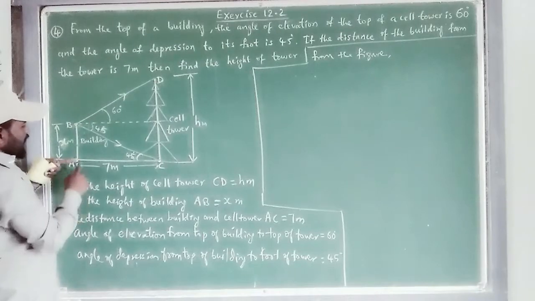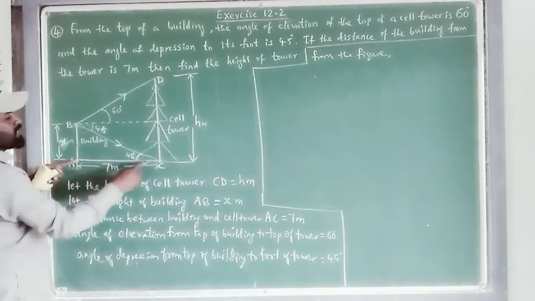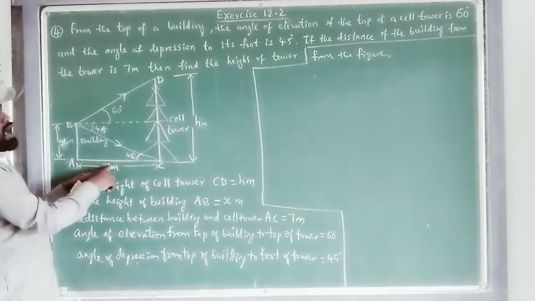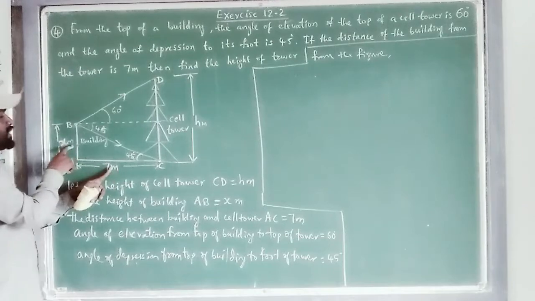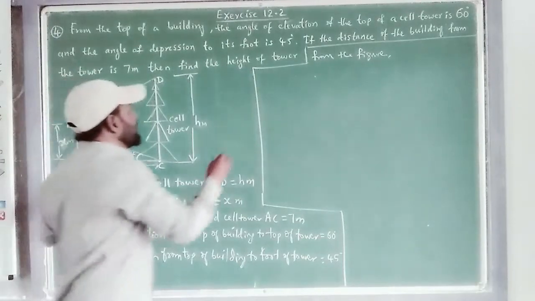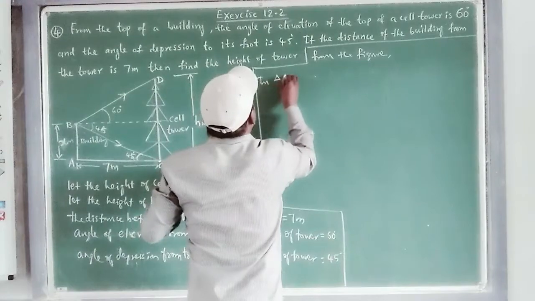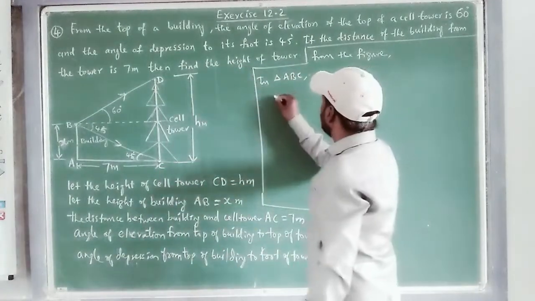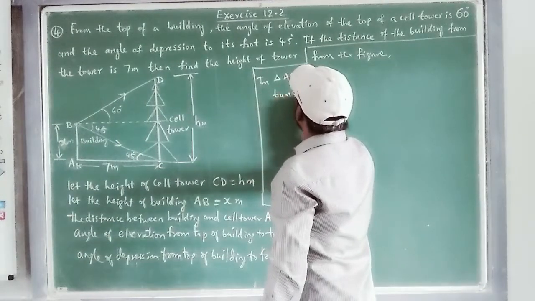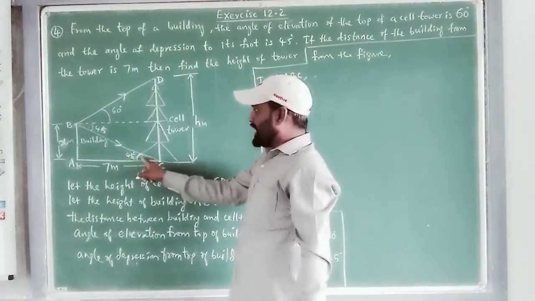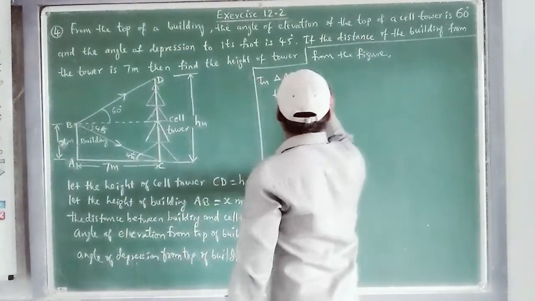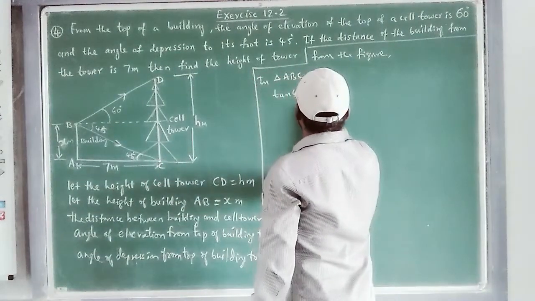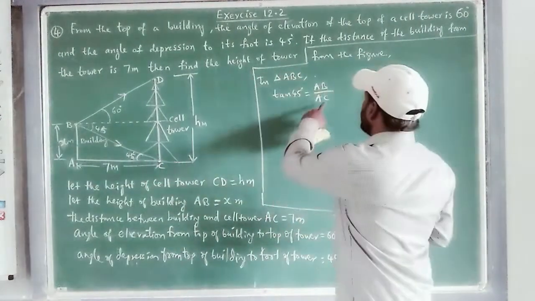To find the building height, I have the distance between the building and cell tower, and I have the angle. So with respect to this angle, this is the adjacent side. This is the opposite side. So in triangle ABC, tan 45 degrees is equal to, with respect to this angle, opposite side is AB. Adjacent side is AC. Right?